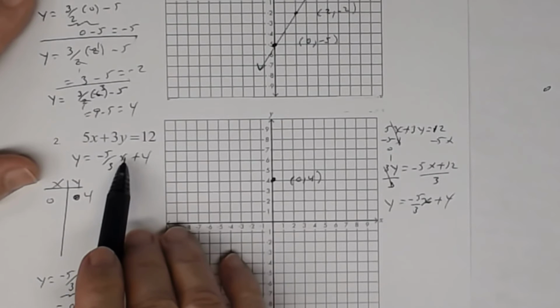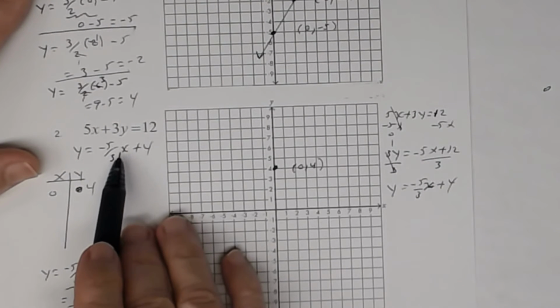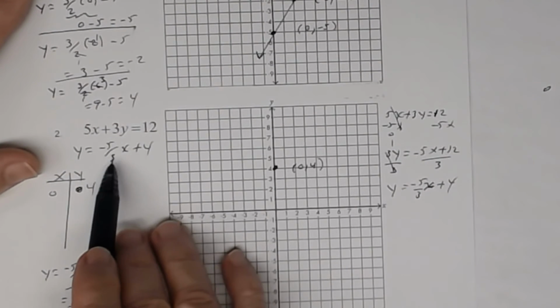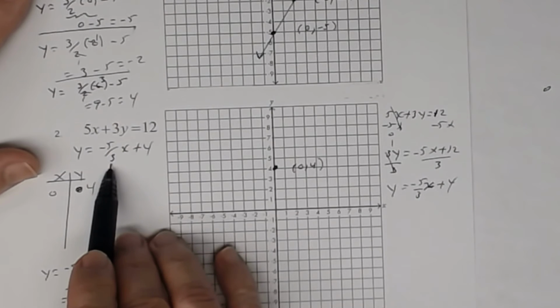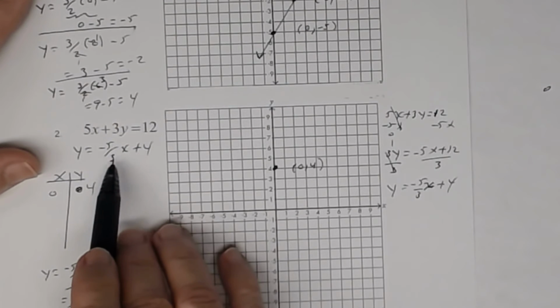Okay, then we're going to use another number for x. It's always easiest to use a number for x that's divisible by this denominator. So numbers that are divisible by 3 would be multiples of 3: 3, negative 3, 6, negative 6, 9, negative 9, 12, negative 12, and so on.